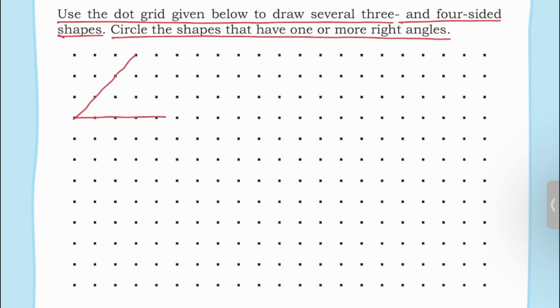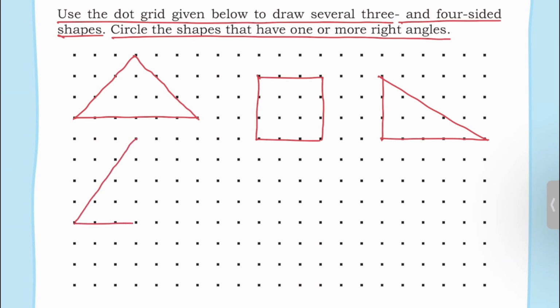You can draw triangles, a square, triangle with right angle, or a four-sided figure which is not a square or rectangle like this, or a rectangle like this, or a triangle with one angle obtuse like this.